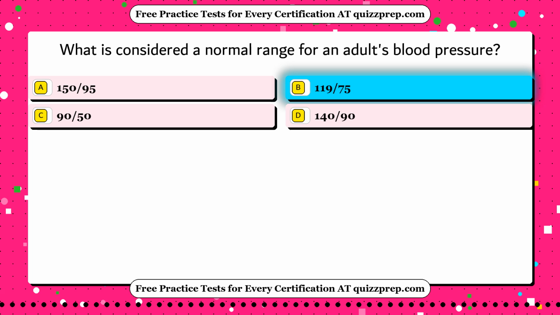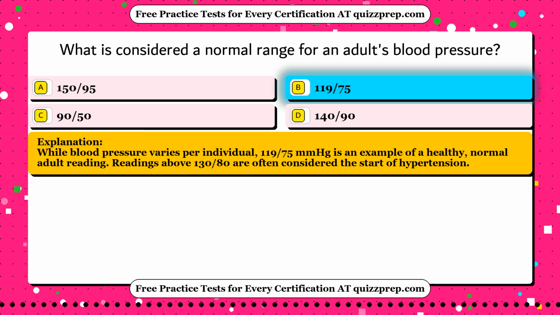The correct answer is option B, 119/75. While blood pressure varies per individual, 119/75 mmHg is an example of a healthy, normal adult reading. Readings above 130/80 are often considered the start of hypertension.